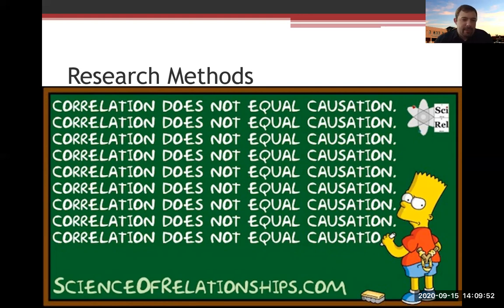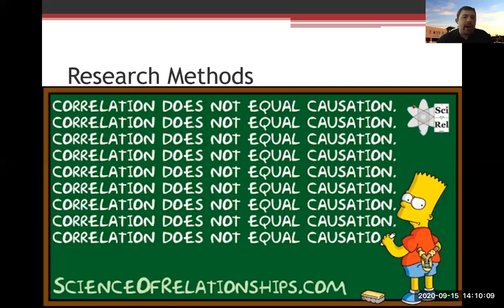Did that go into your head? That correlation does not equal causation. If it didn't, rewind the video, do it again, and keep repeating it until you know that the word relationship and the word cause never go together when we're talking about psychological research.